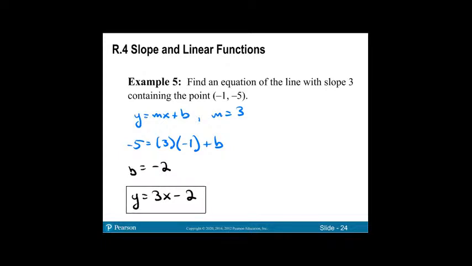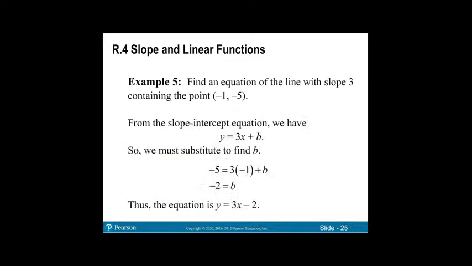All right. So when x is -1, -3 minus 2 is -5. And notice that the slope is 3. 3x minus 2, okay?